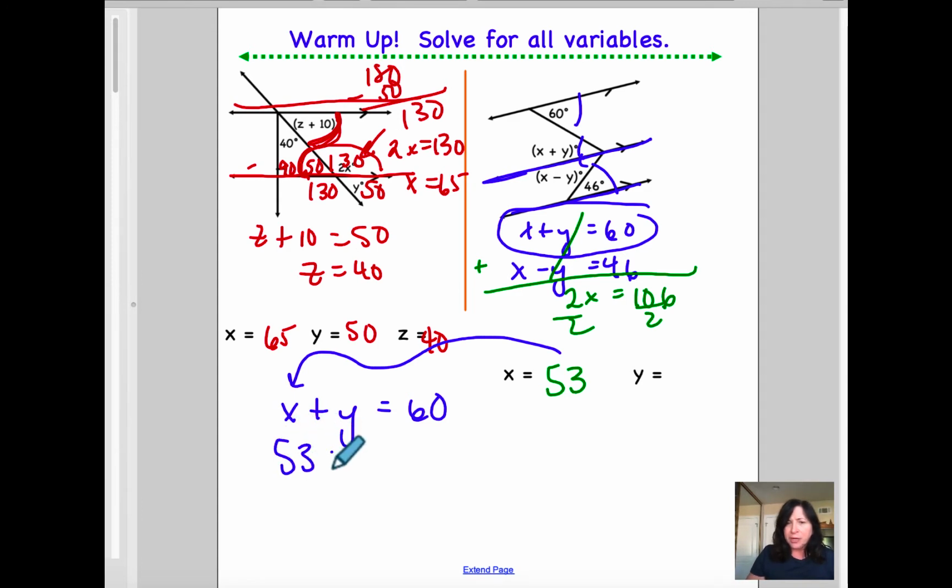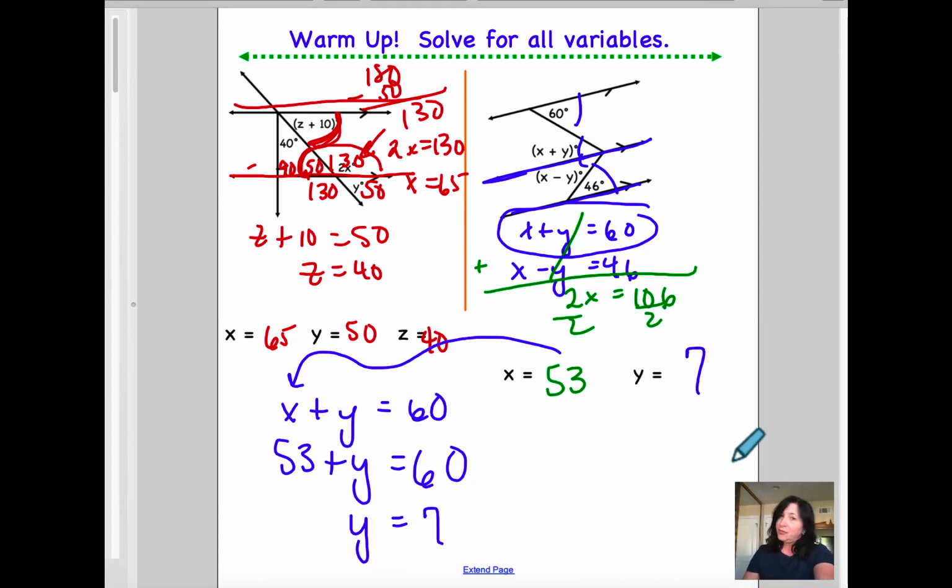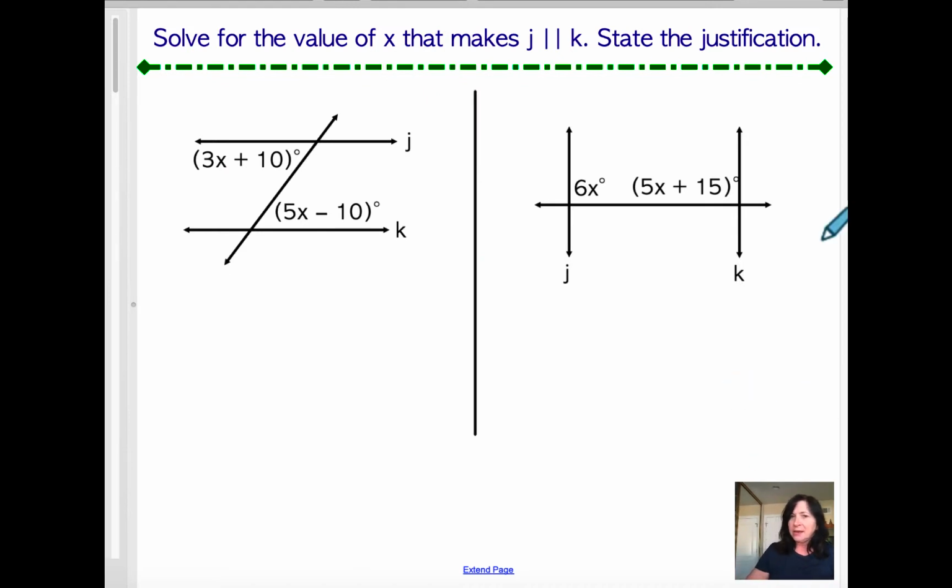So I have 53 plus y is equal to 60. Subtract 53 from both sides, and I get y is equal to 7. So I've solved both of those values. Again, parallel lines. It says, what value of x would make these lines parallel?